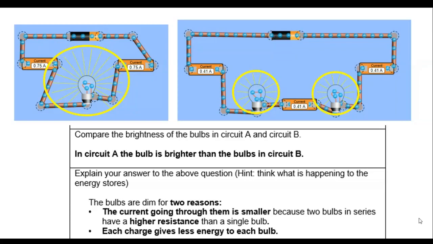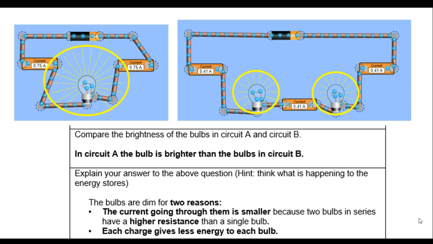The next question then asks, compare the brightness of the bulbs in circuit A and circuit B. For this question you need to be paying attention to the lines coming out of the bulbs. I have then put circles around the bulbs to show more clearly the difference between the brightness of the bulbs. For circuit A you can see that the bulb is much brighter, the lines are much longer in circuit A than the bulbs in circuit B. Those lines are shorter, which means that the bulbs are dimmer.